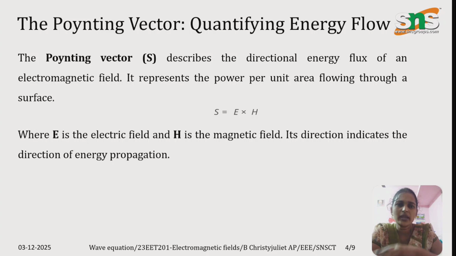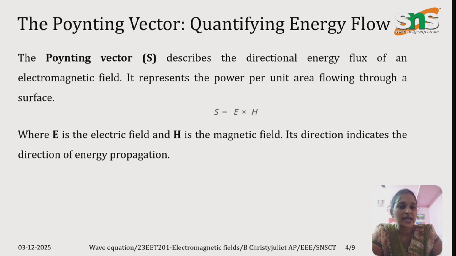Now, how can we mathematically tell the value of that electromagnetic power? That can be discussed through the Poynting vector. The Poynting vector, which is denoted by S, describes the directional energy flux of the electromagnetic field. In simple terms, the Poynting vector represents the power per unit area flowing through any surface.